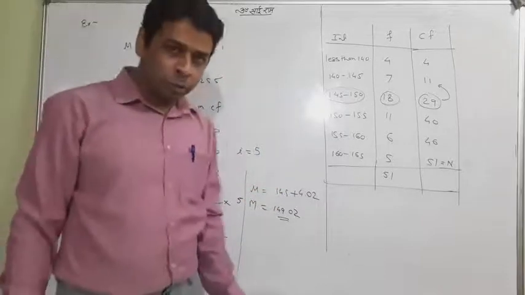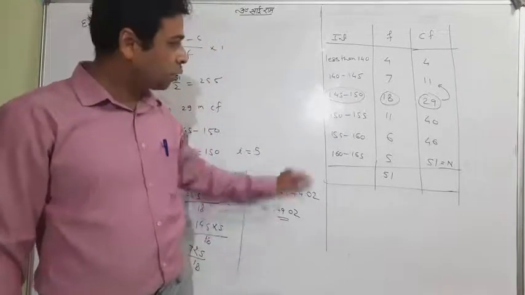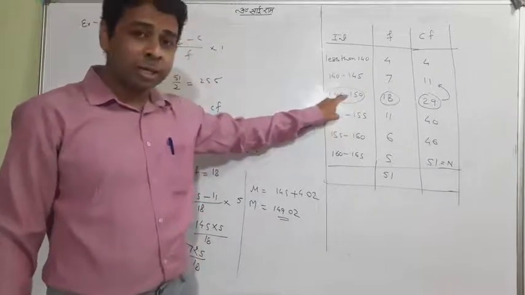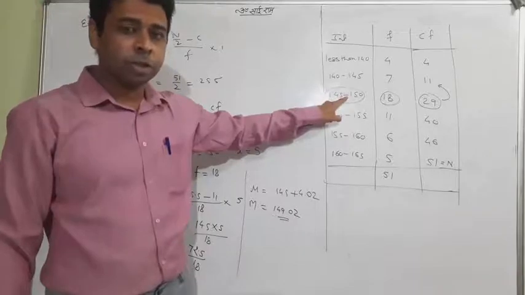How did I know it was wrong? Because I got an answer which was not lying in the median class. Your answer must lie within the median class. That is the checking point.